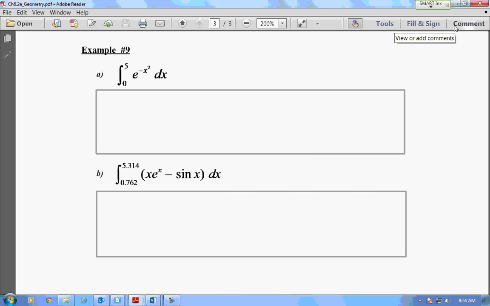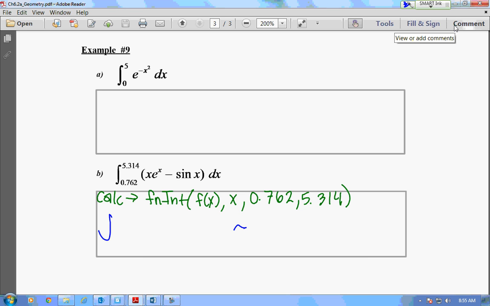So, again, calculator notation is different than what is acceptable on the test. We used our f of x, comma x, comma 0.762, comma 5.314. But this is not acceptable for the test. Oh, bummer. Approximately 876.7900.